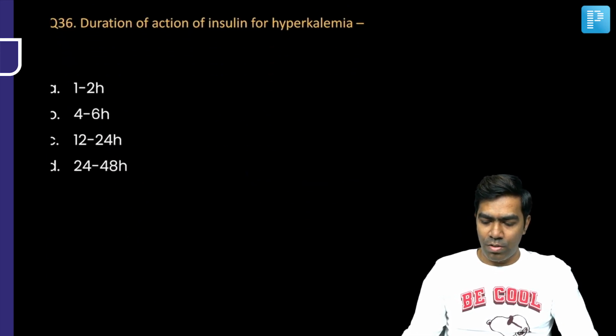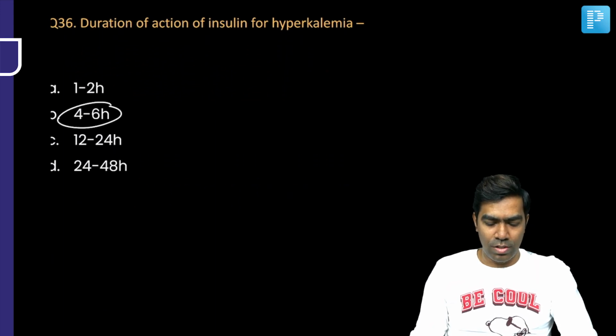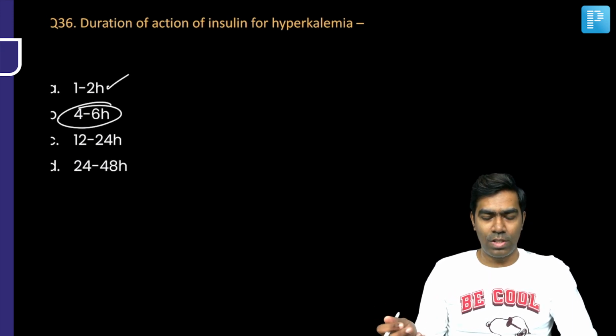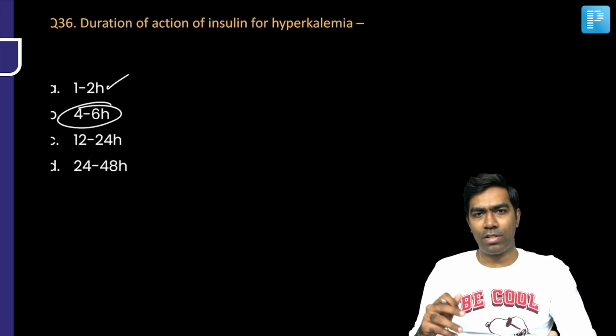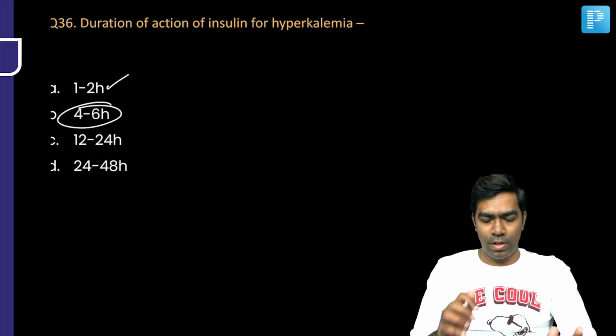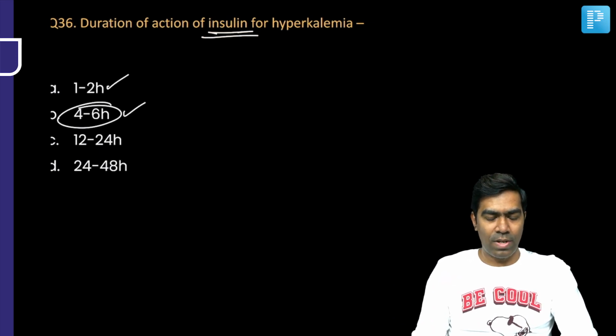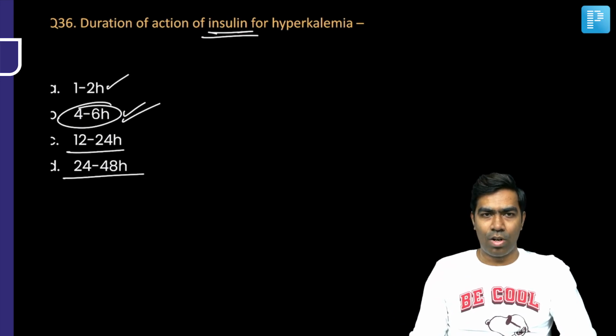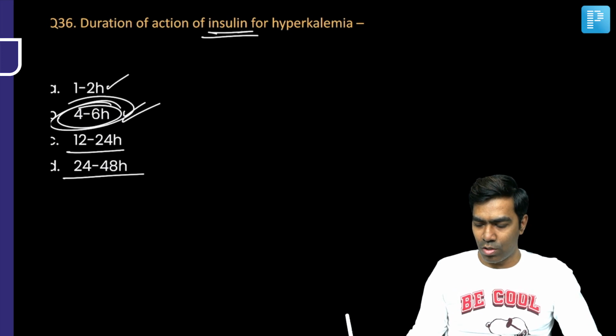Duration of action of insulin in the setting of hyperkalemia is going to be approximately around 4 to 6 hours. 1 to 2 hours probably will be the duration of action of calcium. I'd say 1 to 2 hours for calcium is also too much. It's going to act only for 30 to 60 minutes, and it's not going to have any effect on the serum potassium as such. It's going to only stabilize the membrane. When I talk about insulin action, it's going to be somewhere around 4 to 6 hours or 5 to 6 hours. That's going to be the right answer. 12 to 24 hours and 24 to 48 hours are wrong statements. So the right answer for this question is option B.